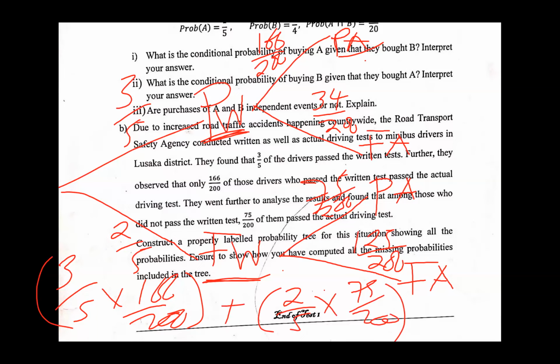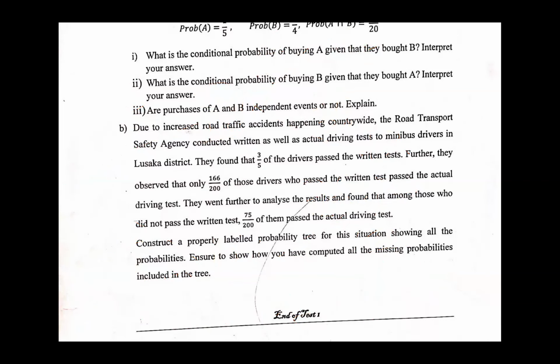Any question? No. These are fun questions that people can ask you. What is the probability that people pass the actual test? You should understand that passing the actual test has got two streams. You can either pass the actual test but you failed the written one, or you can still pass the actual test given that you also passed the written one. So these are the conditions that you deal with here. Are you fine now? Yes.